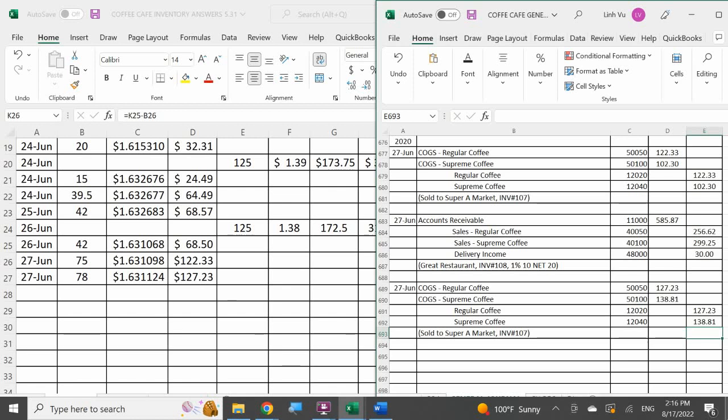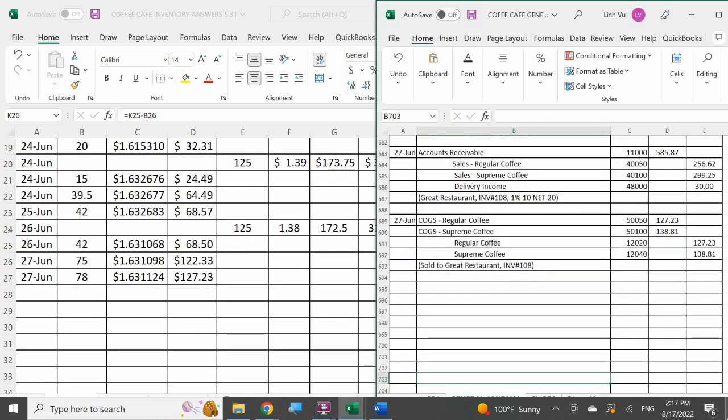And then we need to change the note. Sold to Great Restaurant. Invoice 108. And then we can update the cost of goods sold and then inventory on the general ledger.